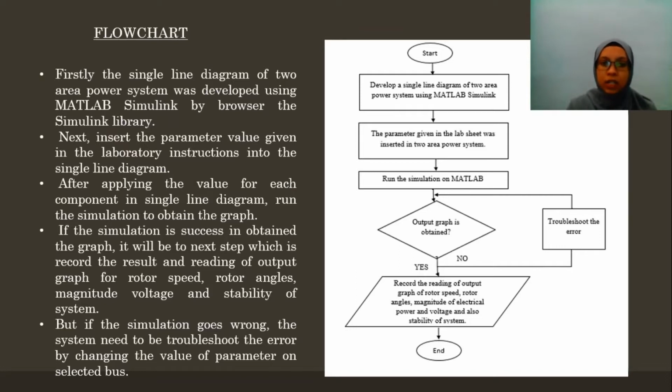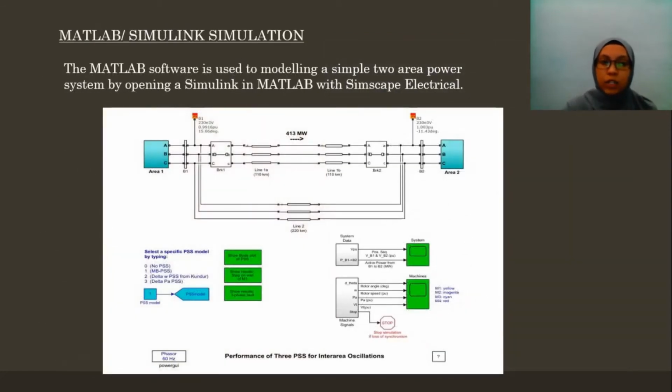If the simulation succeeds in obtaining the graph, it moves to the next step, which is to record the results and readings of the output graphs for rotor speed, rotor angle, the magnitude of voltage and power, and also the stability of the system. If the simulation fails, the system needs to be troubleshot by changing the value of parameters on the selected bus. Next, the simulation that we use to model the two-area power system is MATLAB Simulink with SimPowerSystems Electrical.